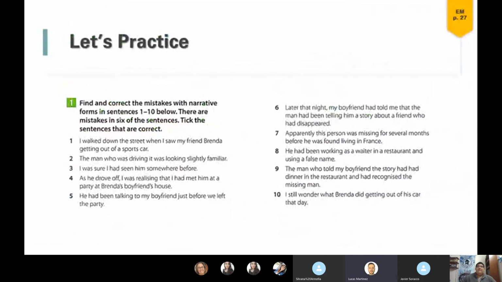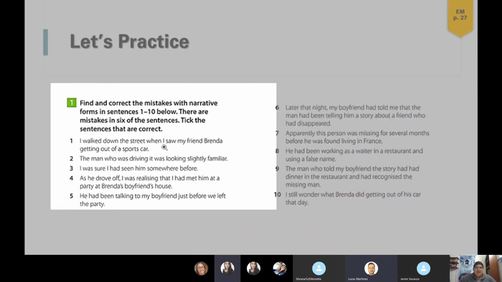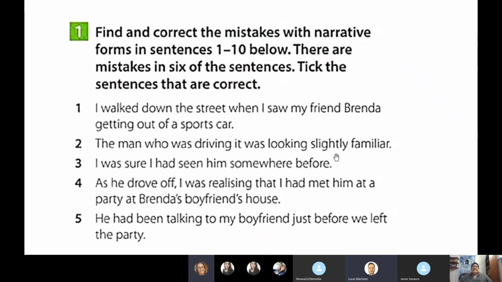And this is from the exam maximizer. Let's see. Here you're going to think, yes? Find and correct the mistakes with narrative forms in sentences 1 to 10 below. There are mistakes in 6 of the sentences. Tick the sentences that are correct. So here you have a list of 10 sentences. Six of them have mistakes with the verb tense. So I want you to read them. We're going to try to do it together. Tick the ones that are correct and correct the ones that aren't, okay?